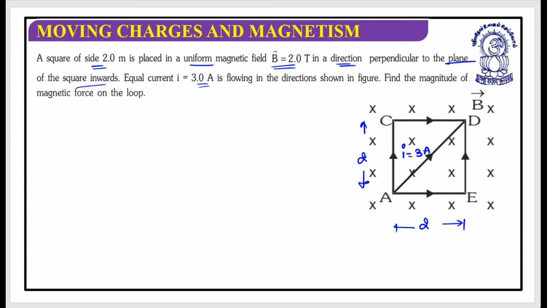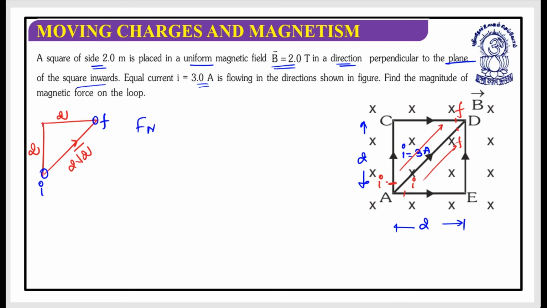Let's understand that this is the initial point and this is the final point, so this is from the initial to the final. Again, this is the initial point and this is the final point. I hope this is clear. So if this side is 2 and this is 2, this length should be 2 root 2.